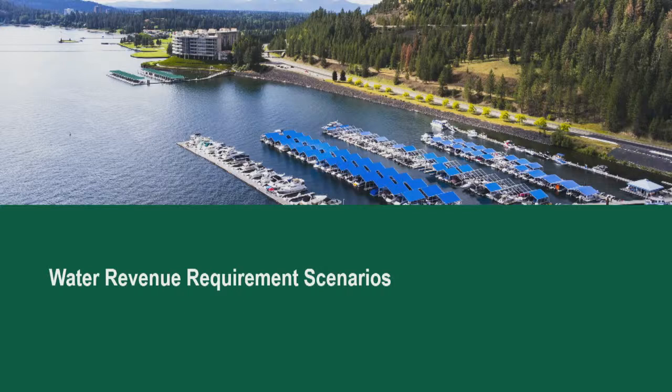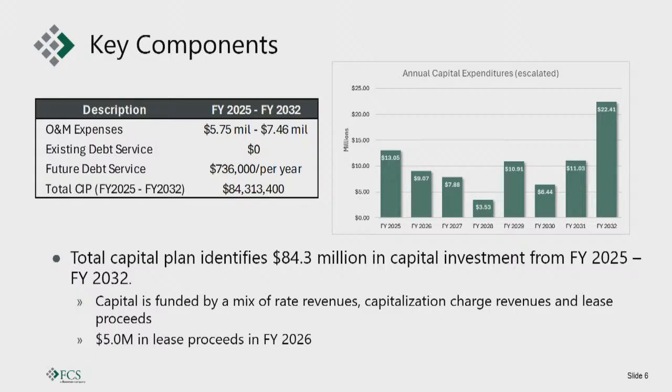So next here, we're going to talk through the revenue requirement specifics. A bit of repetition here, but again, we have revenues at about that $7.9 to $8.4 million, and that's in support of O&M expenses at about $5.8 million currently, growing to about 7.5 with inflation by 2032.